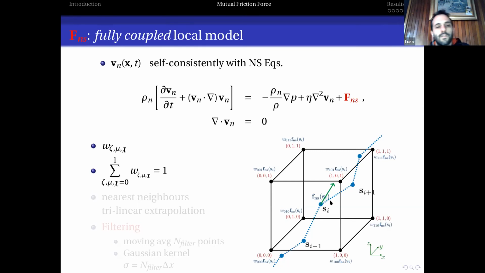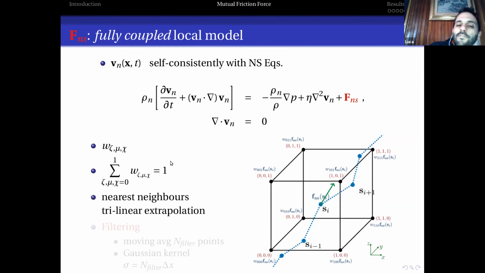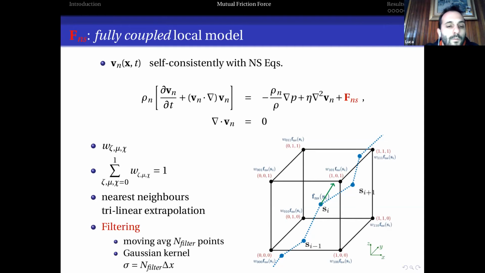Of course, because the scheme has to be conservative, the sum of the weights has to be equal to 1. There are different, arbitrary ways to extrapolate this force onto the neighboring grid points. For example, we can use nearest neighbors or a linear extrapolation. Once we have extrapolated the force onto neighboring grid points, we might apply some filtering, for example a moving average with n filtered points, or a Gaussian kernel with a width given by an integer number times the grid spacing.